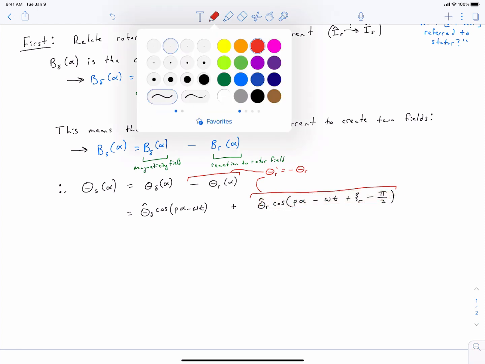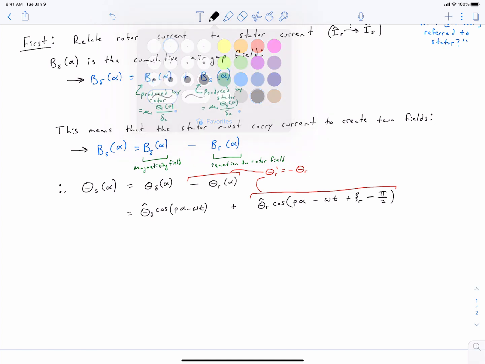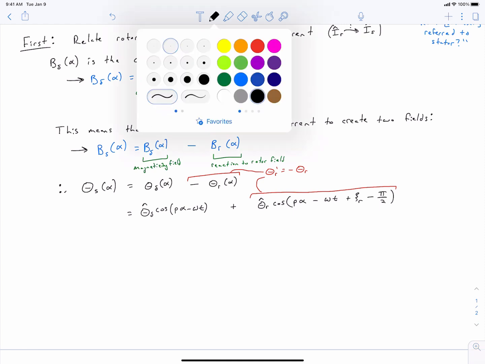And so we have two things to figure out. One is what is the magnitude of those currents, and the second is what is the angle of the currents. And we'll recall that in our winding design unit, we came up with an expression that relates the cumulative current linkage of a three-phase winding to the magnitude of current in that winding.